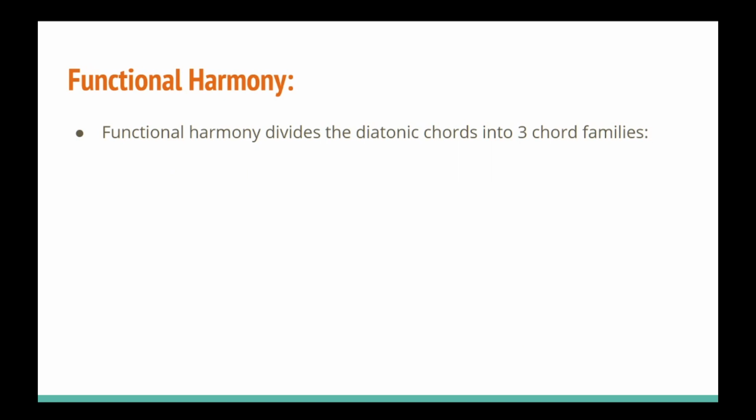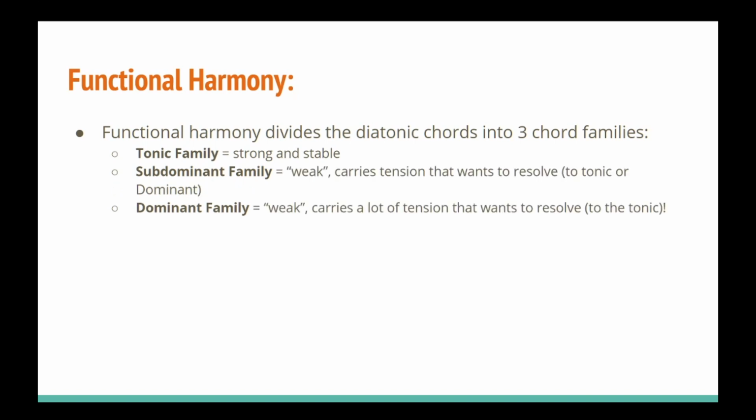In functional harmony, the whole idea is that every chord in a scale can be sorted into one of three chord families: the tonic family, the subdominant family, and the dominant family. The tonic family tends to be full of strong chords, or chords that feel stable and solid. Both the subdominant and dominant families contain weak chords, or chords that carry tension and want to resolve. The dominant family in particular is very weak and typically wants to resolve to the tonic.